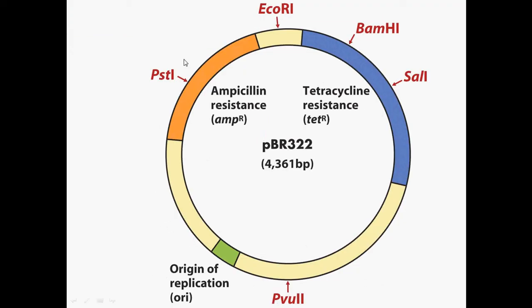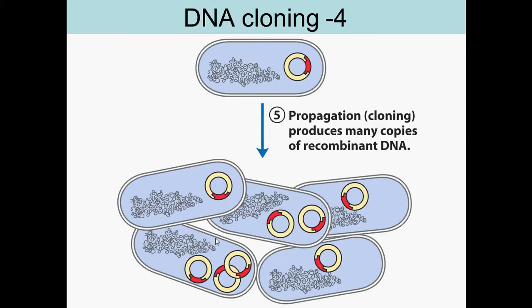And then this is a map of a vector. So you have the sites for restriction enzymes to cut it. So PstI would cut here, EcoRI would cut here, BamHI would cut here, SalI would cut here, PvuII would cut here. This is the origin of replication. All vectors have to have an origin of replication, otherwise they wouldn't replicate.